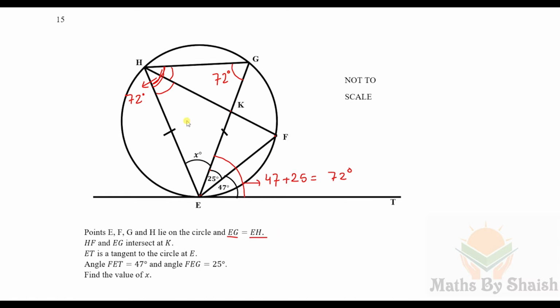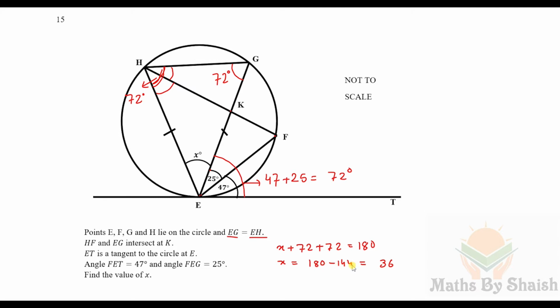So in the triangle EGH, we can see by angle sum property, x plus 72 plus 72 is 180, and x means then it means x equals 180 minus 144, it is 36.